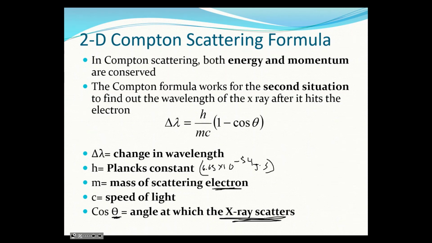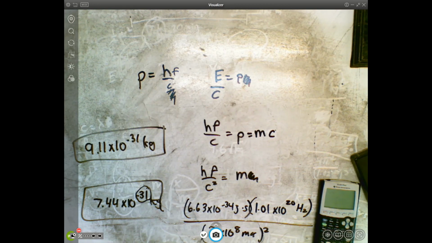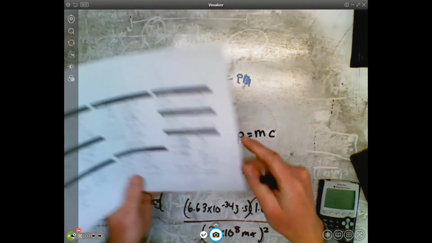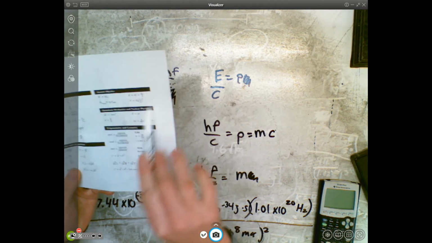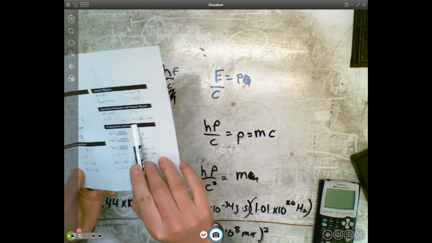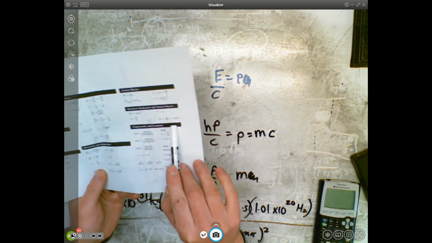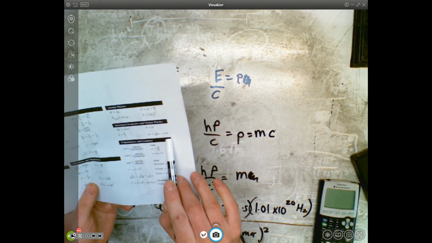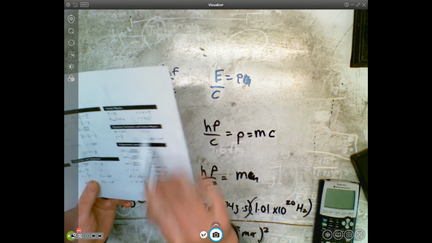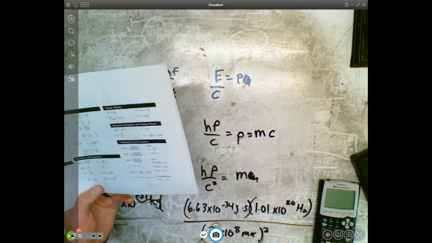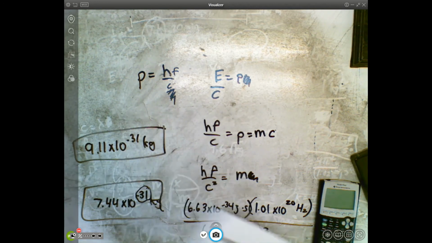You can find this one on your formula sheet under quantum mechanics and nuclear physics. Everything in the last couple of units is on the right side here, so it's right here on your formula sheet. Crazy, we have one unit left, but we only have one formula left, and we've used all of them on here.